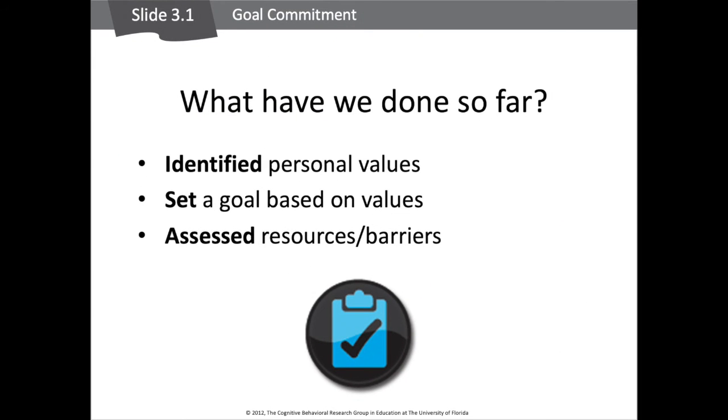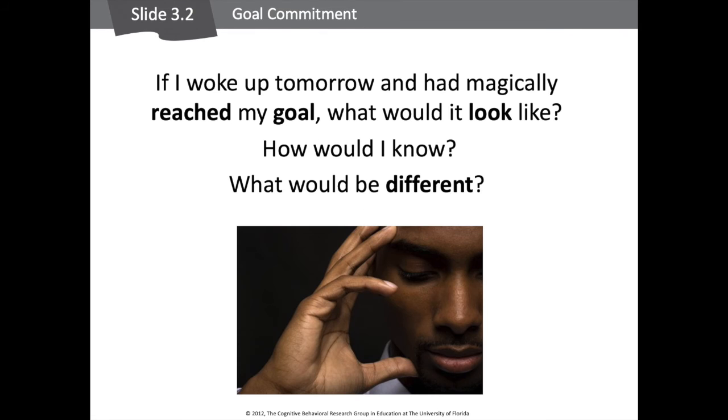So far, you have learned how to identify personal goals, set goals based on those values, and assess your resources and barriers. In Lesson 3, you are going to learn about making your goals specific.